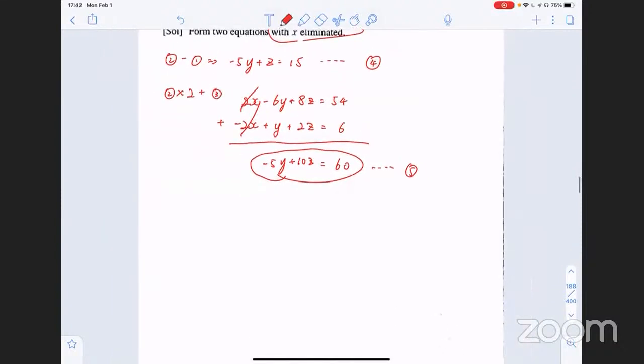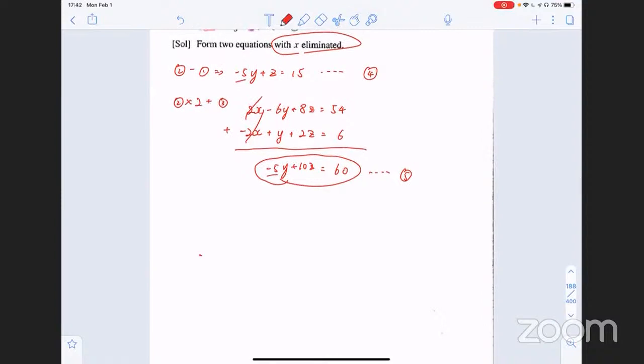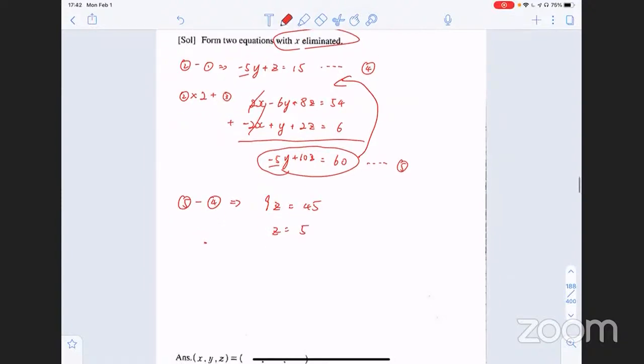All I need to do right now is to add or actually subtract, because negative 5 and negative 5, I want to get rid of y at this time. So right now, if I do 5 subtract 4, the larger number subtract the smaller number, right here, y is canceled. So I only have 10z minus z, 9z is equal to 45. Z is equal to 5. Done. So z is equal to 5.